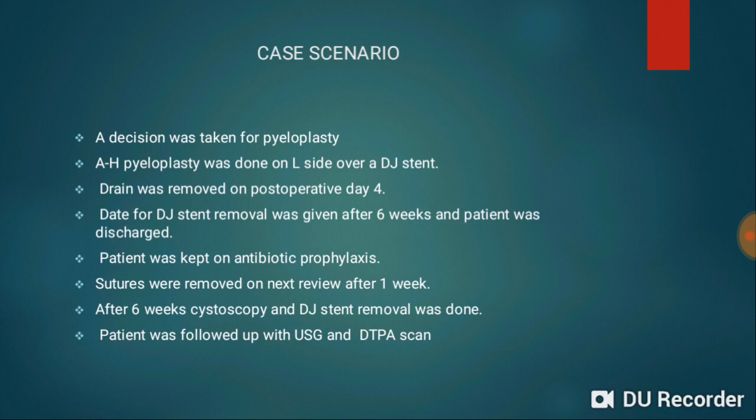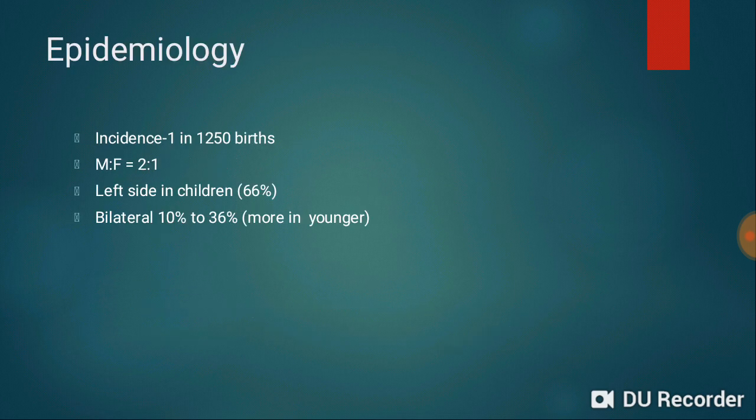So this is how a patient with pelviureteric junction obstruction goes through our eyes. Many times we don't understand what is happening, we just go with the flow. So in each step there are points which we should understand. We shall discuss them one by one.